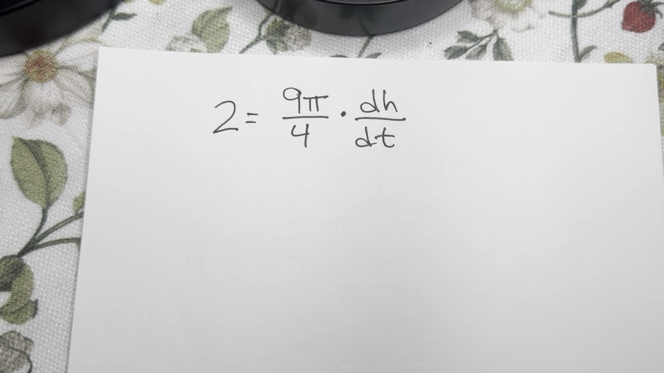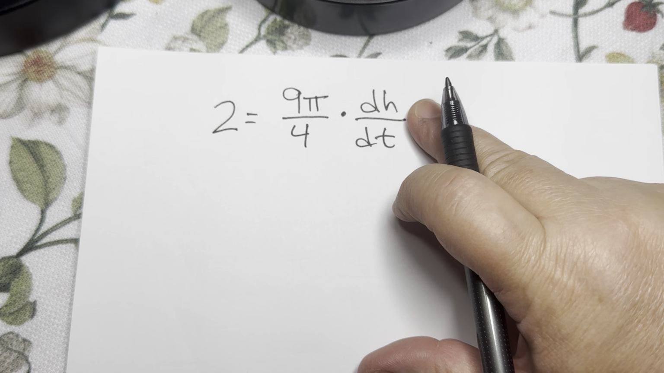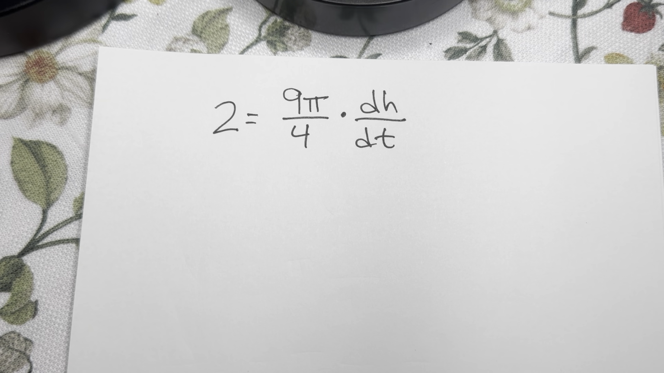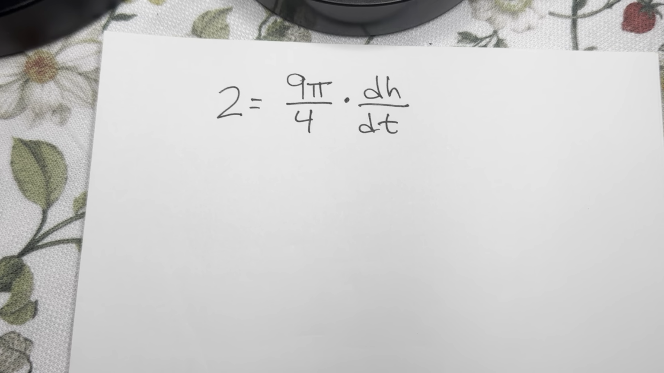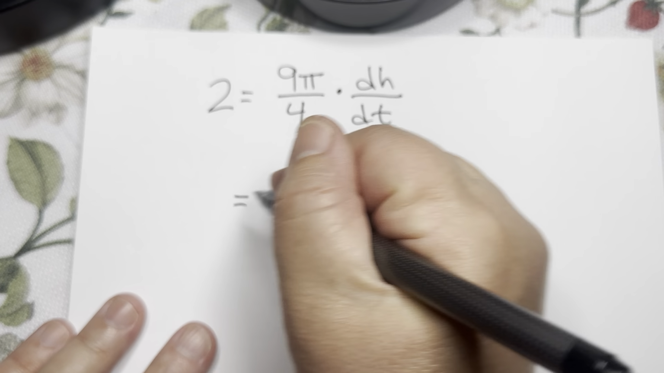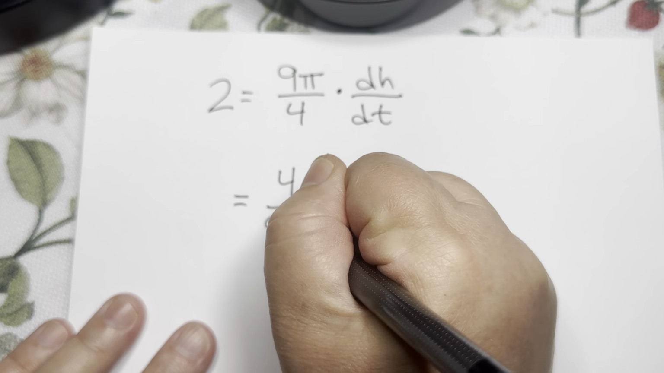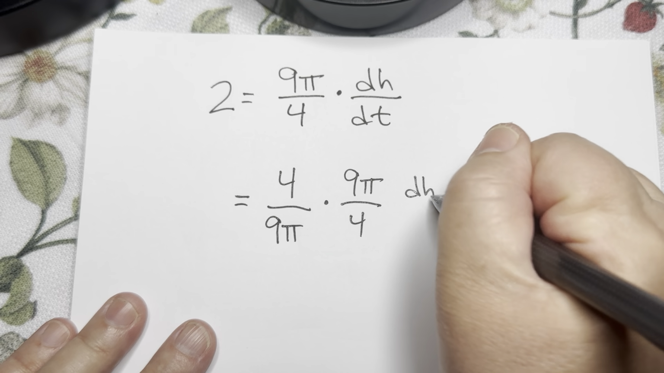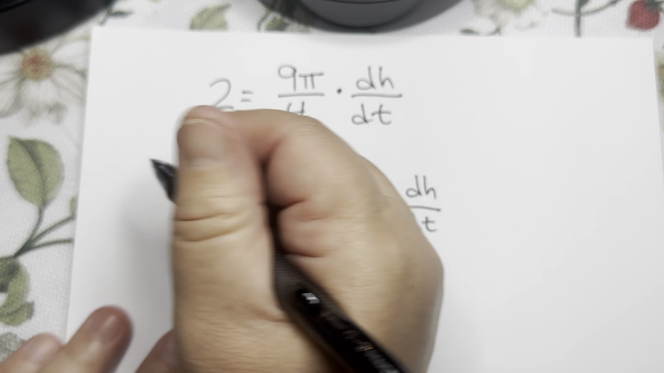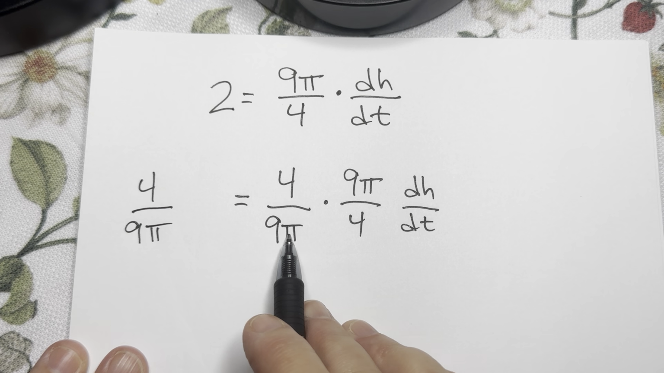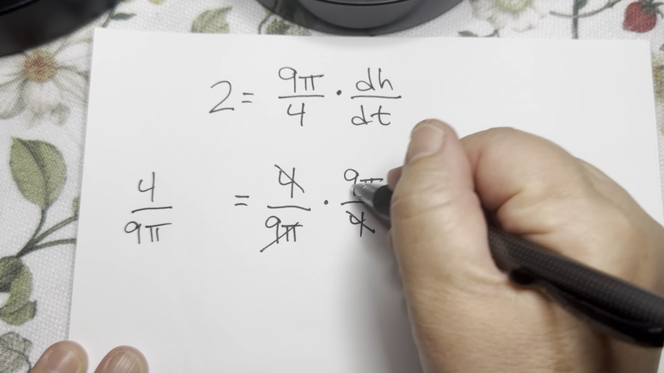Okay, so what do we want? We want this. I don't want this anymore. It's a fraction. You can go ahead and divide both sides by that fraction if you want. I don't like dividing by fractions because then I have to remember to flip everything over. So I'm going to multiply by the reciprocal. You're allowed to multiply both sides of an equation by anything as long as it's consistent. So I'm going to multiply both sides by 4 over 9 pi. The 4's cancel, the 9 pi's cancel.